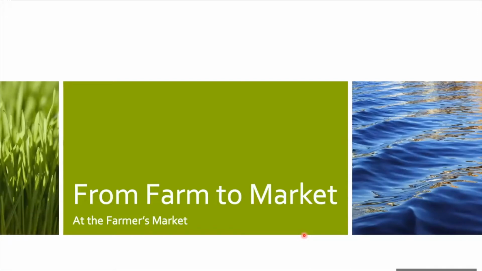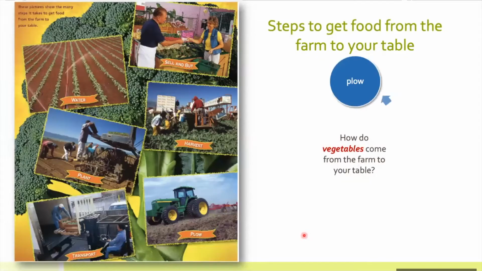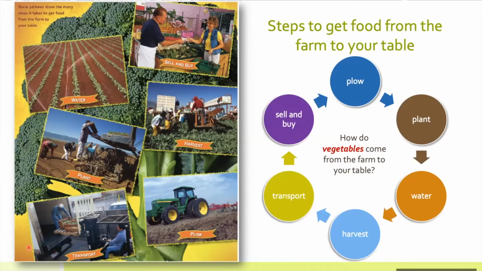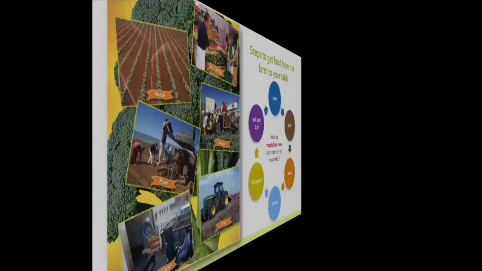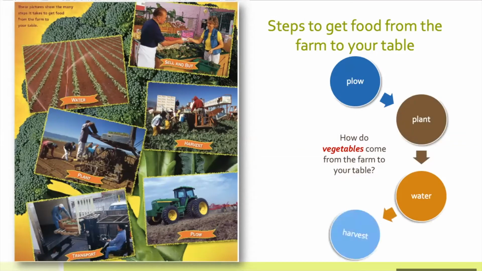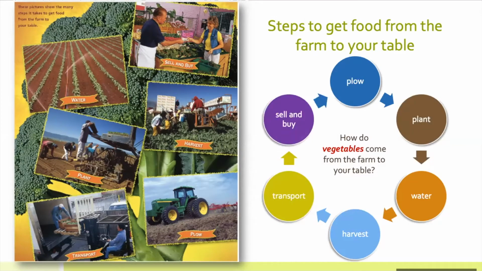From farm to market at the farmer's market. So the steps, let me erase this one here and go back to the steps to get food from the farm to your table. So these are the steps. If we go backwards, we will see that the steps are plow, plant, water, harvest, transport, sell, and buy. So you see the steps are right here.